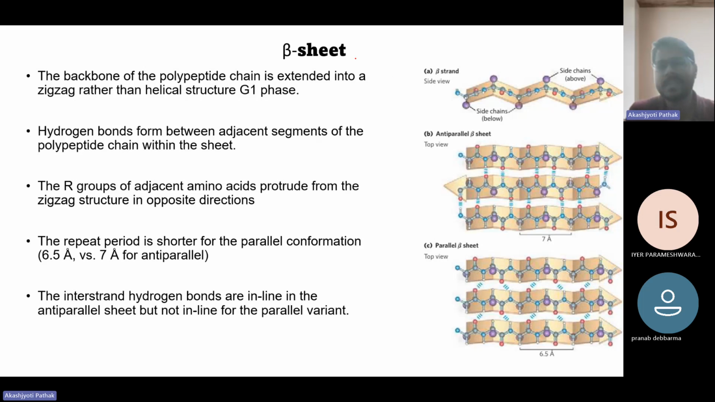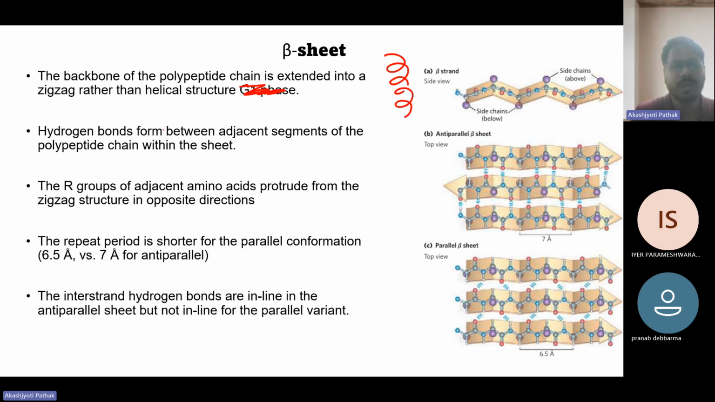Now, in beta sheets, as you can see, the backbone of the polypeptide chain is extended into a zigzag rather than the helical structure. Okay, so in the alpha helix, the backbone was oriented in a helical organization, while in the beta sheet it is extended in a zigzag fashion.